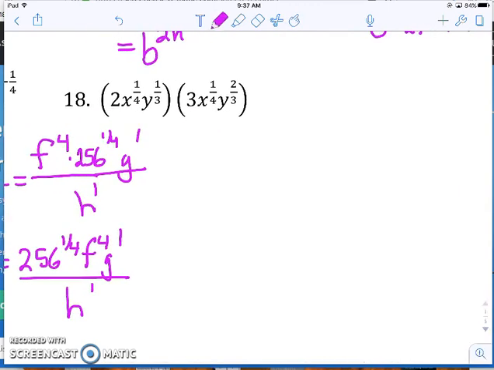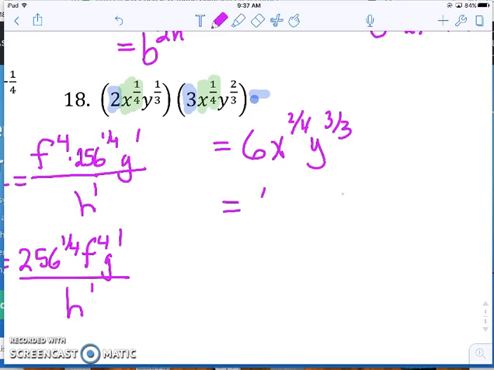And then 18. So let's see, it's straight multiplying. So if we multiply our numbers together, 2 times 3 is 6. Then we take our x's, so x to the 1/4, x to the 1/4, so x to the 2/4. 1/3 and 2/3 is 3/3. Simplify, 6x to the 1/2, y to the 1st.